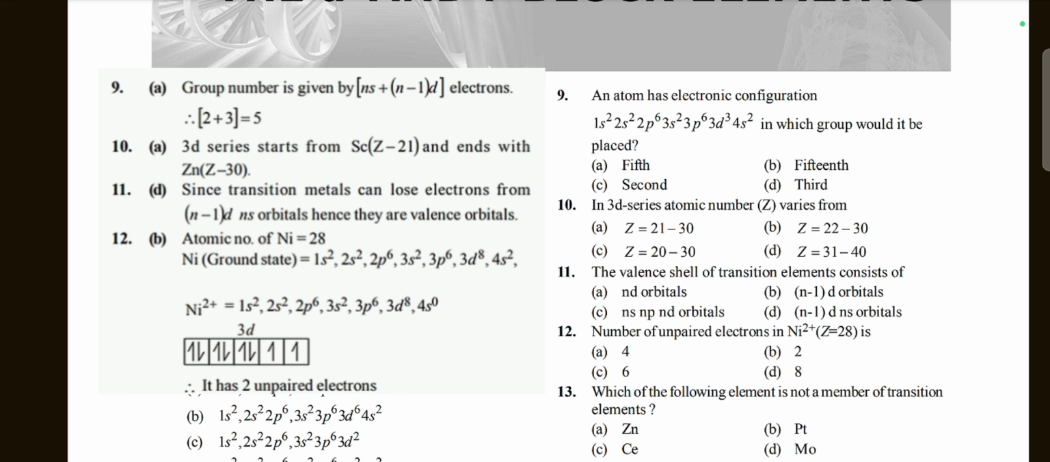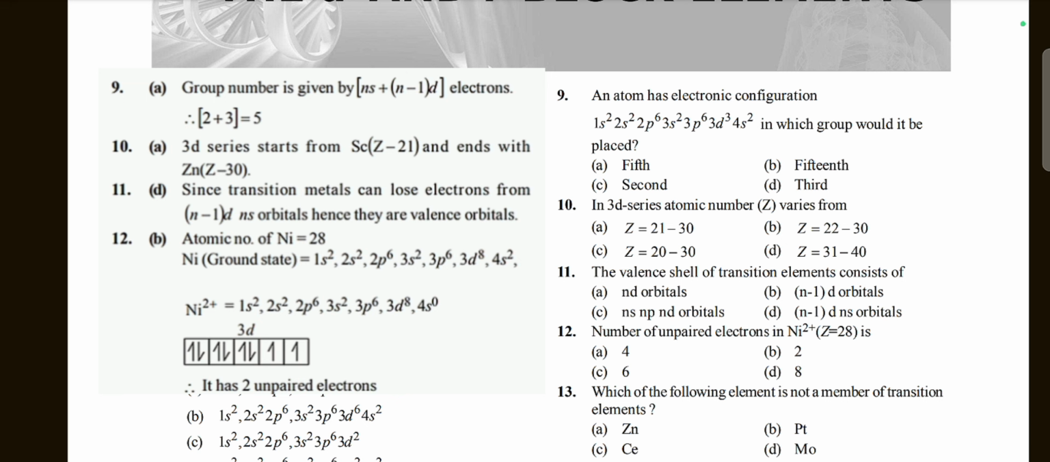In 3d series, atomic number Z varies from? So it varies from Z equals 21 to 30. In this, Sc is 21 and it ends with zinc, which is 30. The valence shell of transition elements consists of (n-1)d and s orbitals. Option D will be the answer.